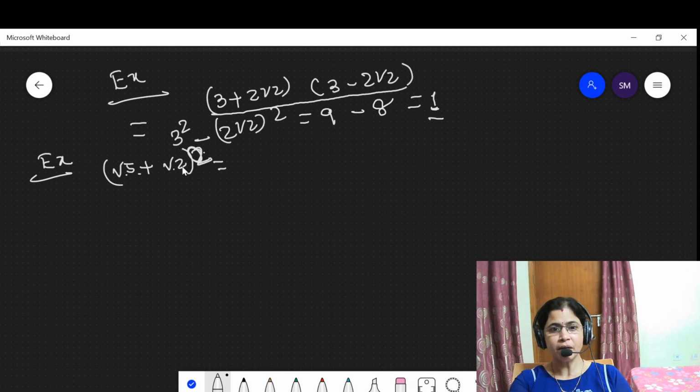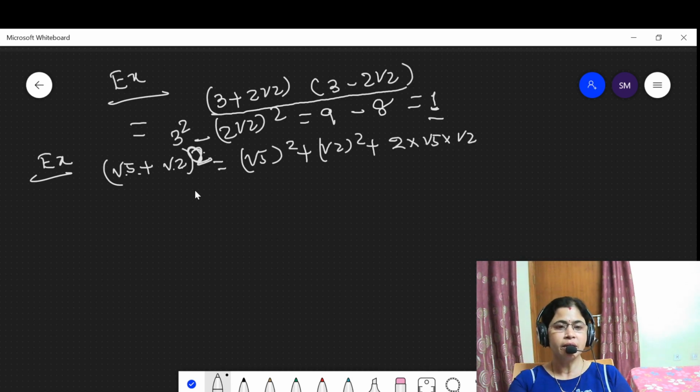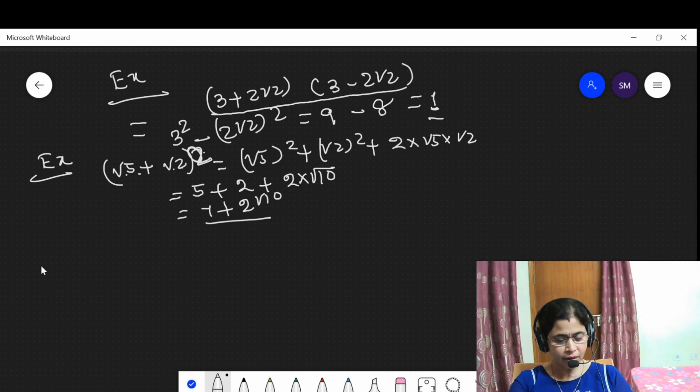This is (a plus b) whole square. Recall the identities: (a plus b) whole square is a square plus b square plus 2ab. Then root 5 square means 5, root 2 square means 2, plus 2 into root 10. This is 7 plus 2 root 10. This is the simple answer of the given question.